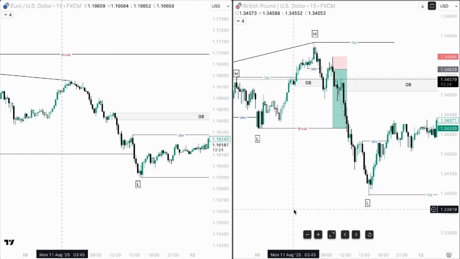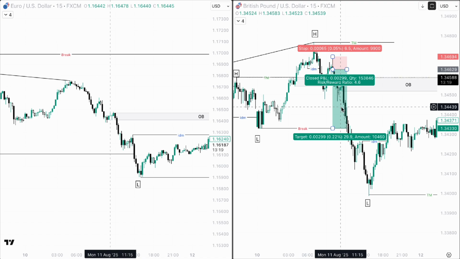So I would like to use a trade that I placed yesterday on GBP/USD. It was a short position which totaled 4.6 RR.